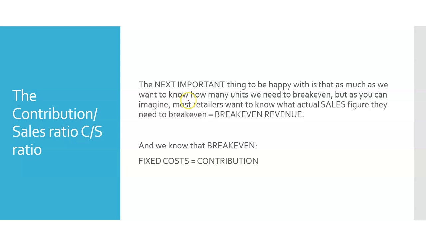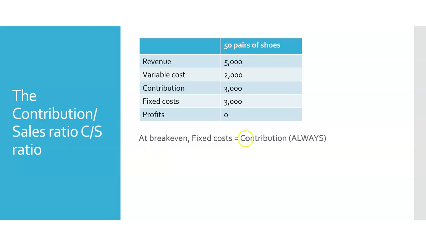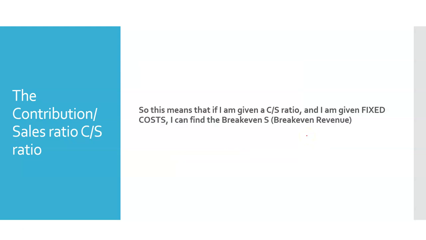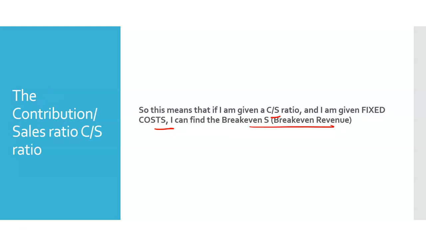And so I've highlighted here, the next important thing to be happy with is that as much as we want to know how many units, we also want to know what break-even revenue is. And we know at break-even, fixed costs are equal to contribution. So in my example here with my shoes, imagine fixed costs of 3,000, then profits would be 0. I can see straight away that fixed costs are always equal to contribution. This means that if I'm given a C over S ratio and I'm given fixed costs, I can find break-even revenue.